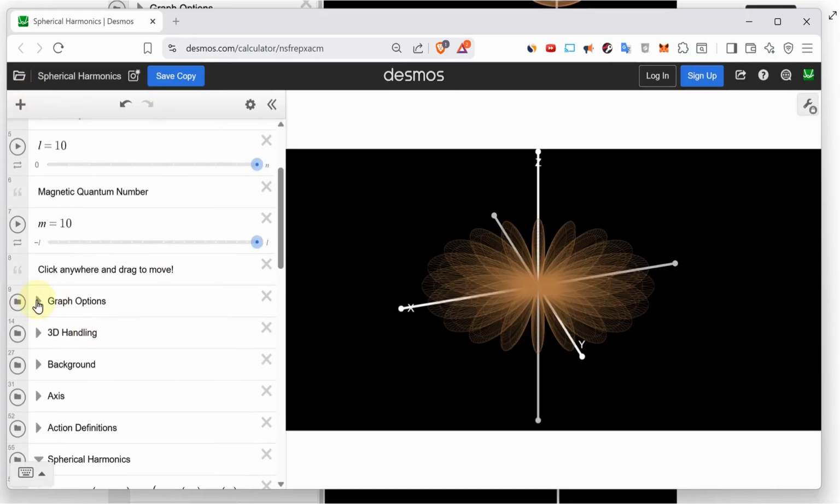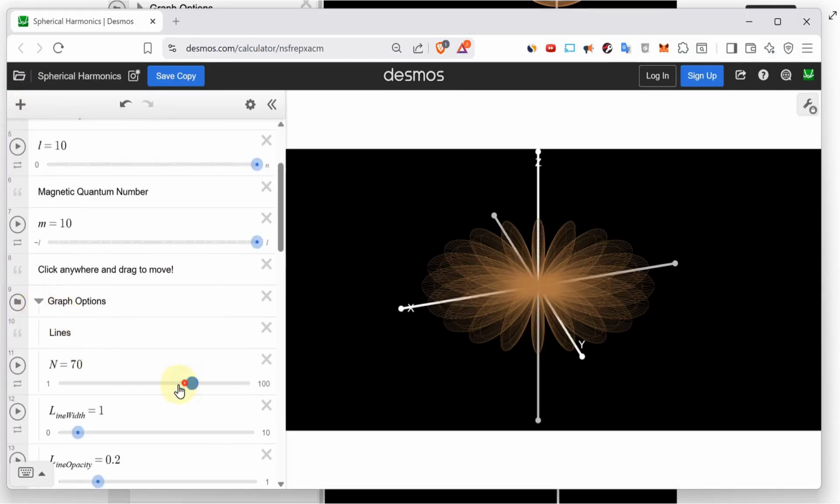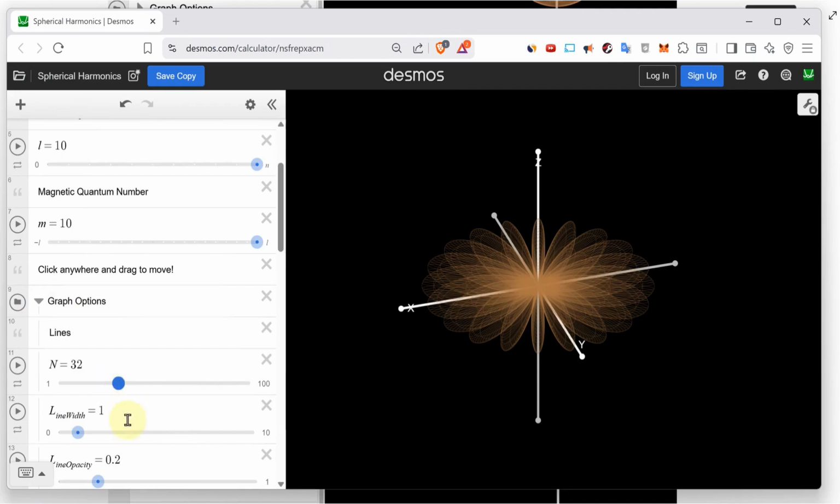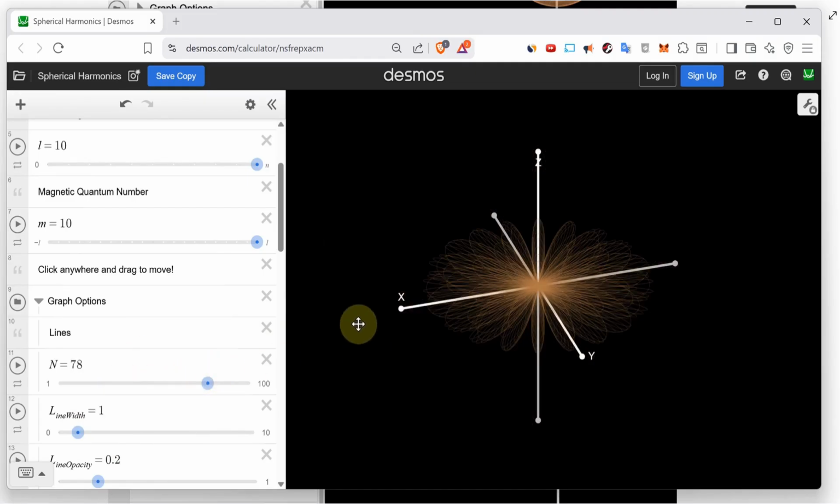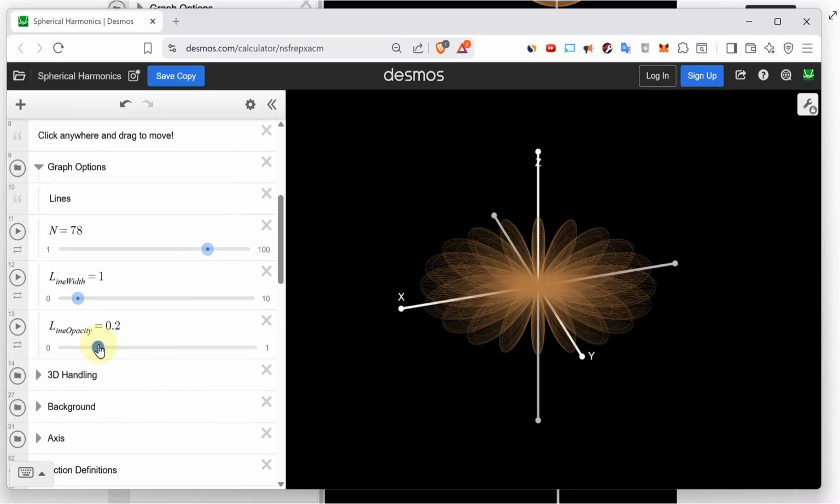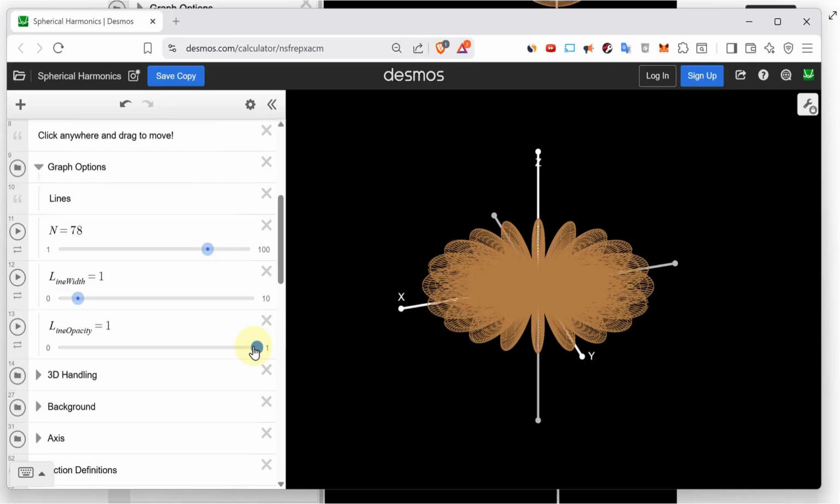But you could also change the graph options. You can do lines, do fewer lines. It's taking a while to load. You can change the width. Notice fewer lines looks like that. Go to 77 or whatever. Okay, so there it is. And opacity: make this 100. All the lines, no opacity, it looks like that. Now that's the opacity, so you can't see through it. Let's make it a bit less.